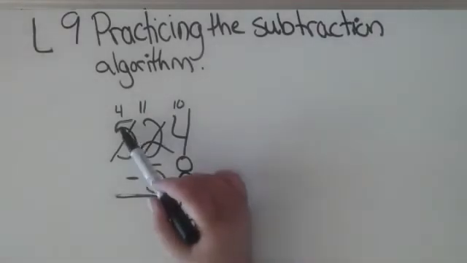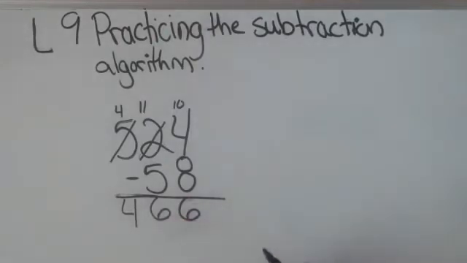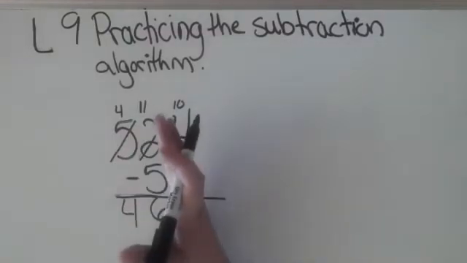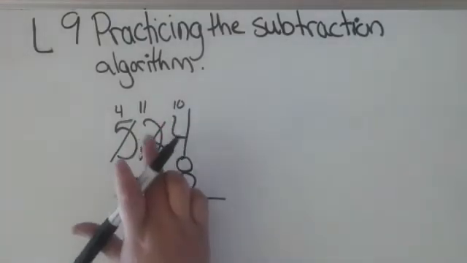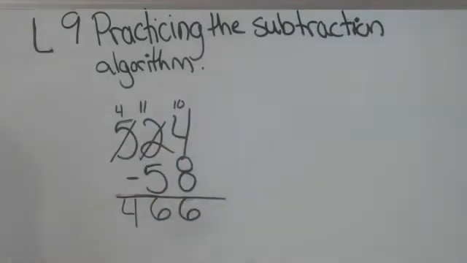Okay, and now I have 4 or 400, take away nothing. So 4 comes down to the hundreds column, and I'm left with the answer 466. Okay, that is the algorithm. You start with the ones column. If you can't do that, you have to borrow from the tens column and continue onwards. But that is subtraction with multiple digits and regrouping or borrowing.